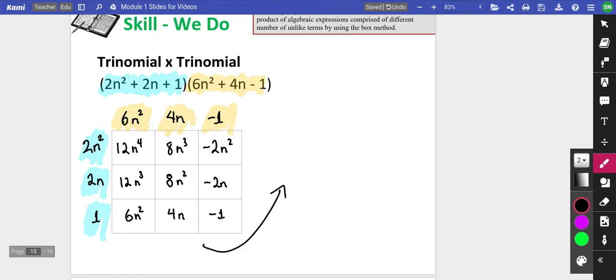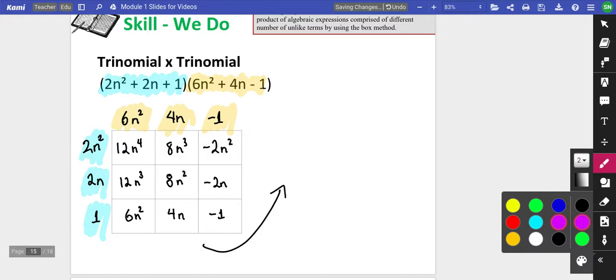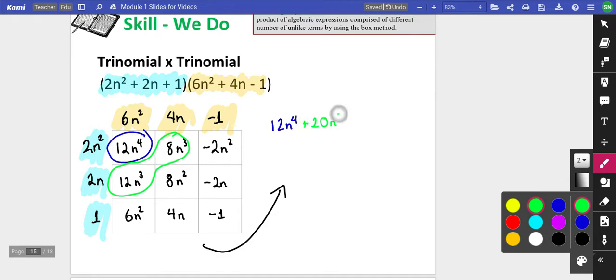We will write out the answer. We will start off with the one with the highest exponent. In this case, the highest exponent is a 4. Therefore, we write 12n to the fourth out. Next highest is 3. We will be combining those two. 12 and 8, that's plus 20n cubed.